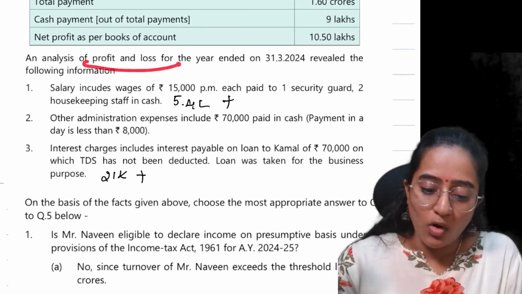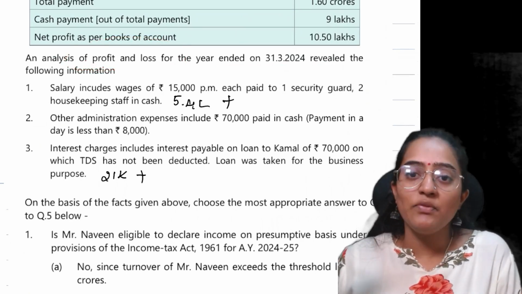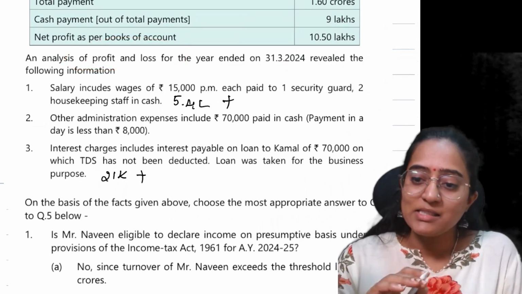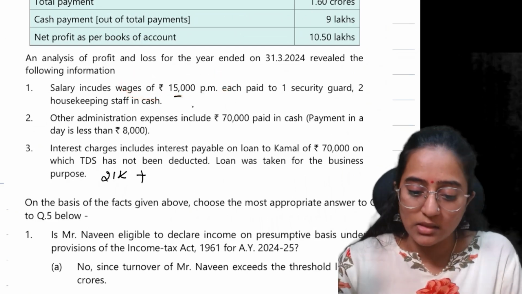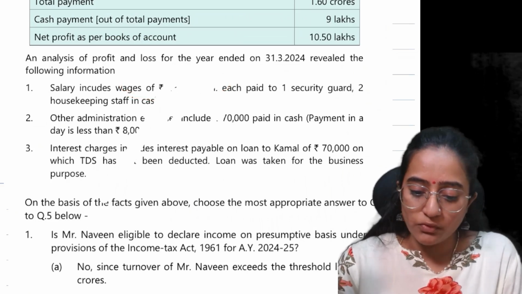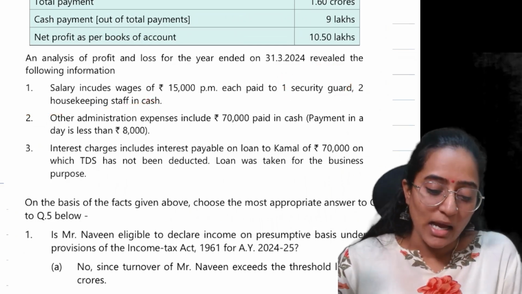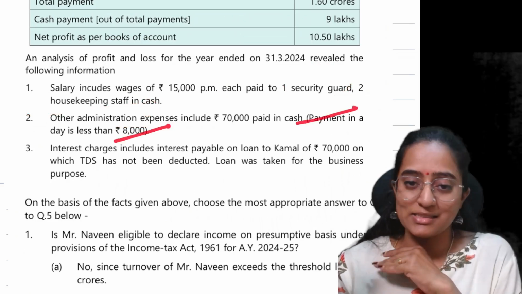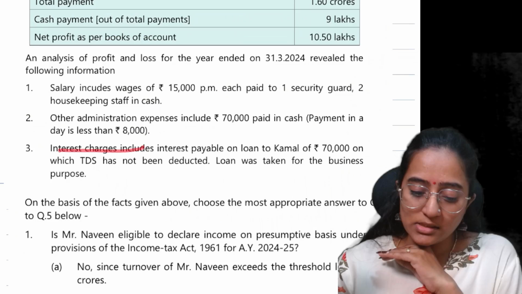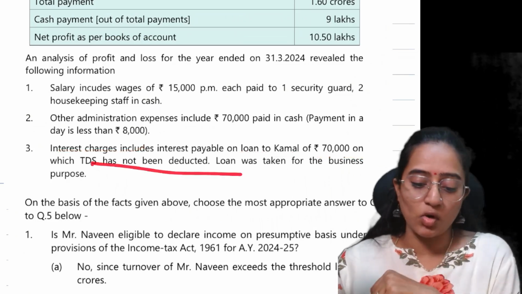An analysis of profit and loss for the year ended 31st March 2024 revealed the following information. The salary includes wages of 15,000 rupees per month paid to one security guard and two housekeeping staff in cash. Other administrative expenses include 70,000 paid in cash, payment in a day less than 8,000. Interest charges paid to Mr. Kamal, 70,000, where TDS has not been deducted.